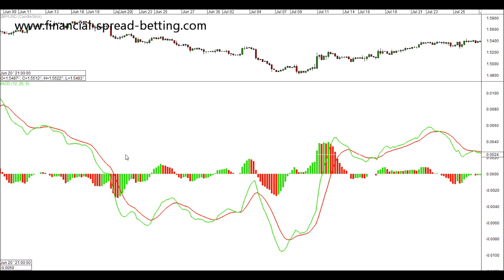You'll notice there's also a histogram on our MACD behind these moving averages. This histogram shows the same data as these moving averages but is displayed differently. You'll notice when these moving averages become tight and get close to each other, there's no or very little data shown on the histogram because there is no or very little difference between the two moving averages.